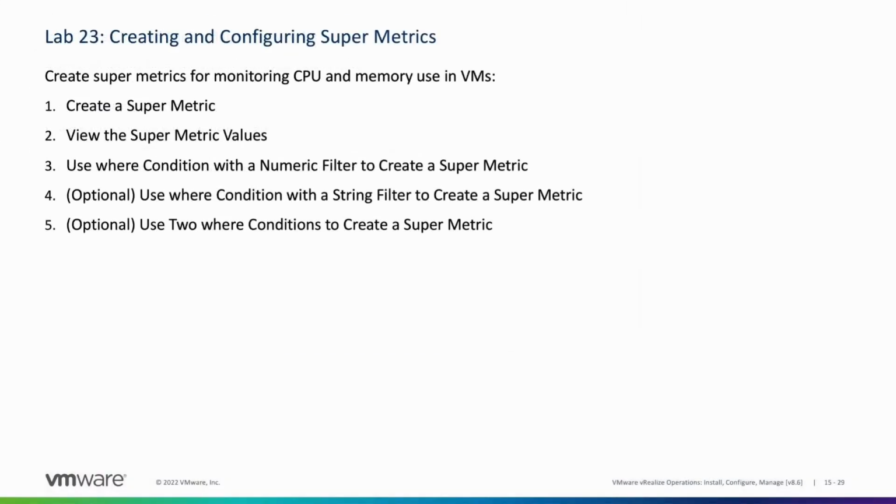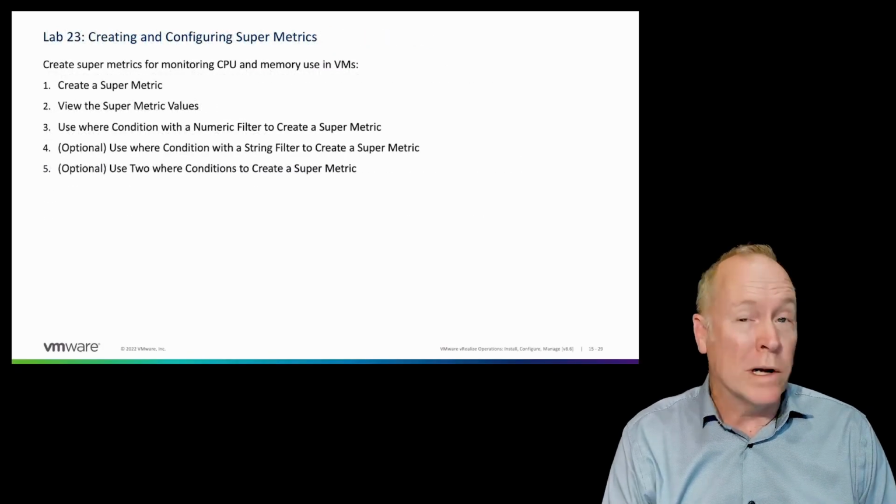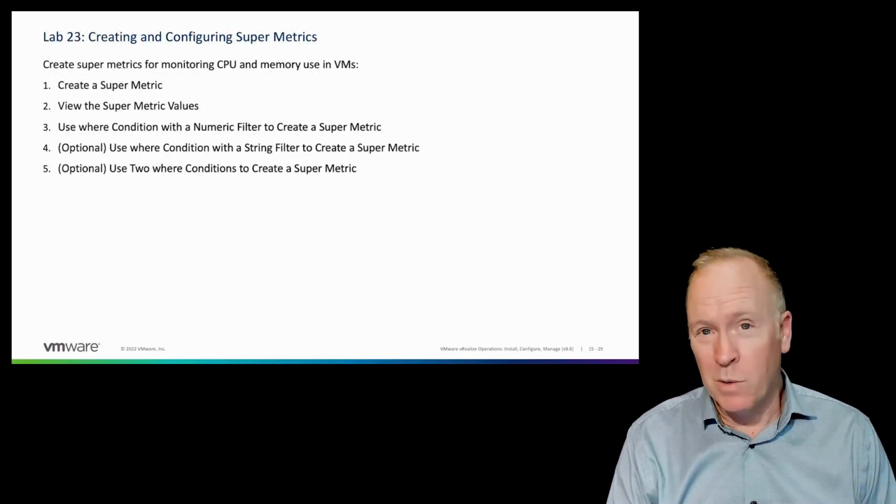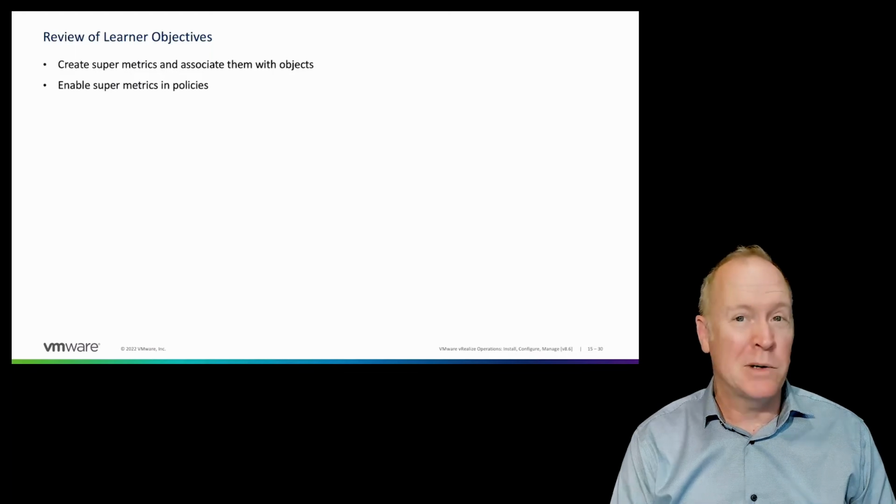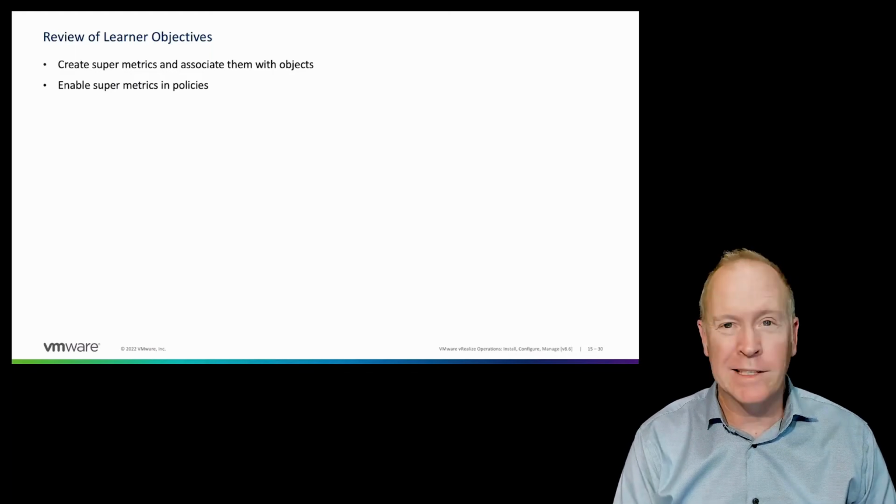In this lab, you're going to be creating supermetrics. Notice, if you will, that tasks 4 and 5 are optional. So if you just want to get a feel for how to create supermetrics, do tasks 1 through 3. But 4 and 5 will show you how to use those where clauses we discussed. Once you're done with the lab, join me in the next video and we'll do a quick recap on this lesson.